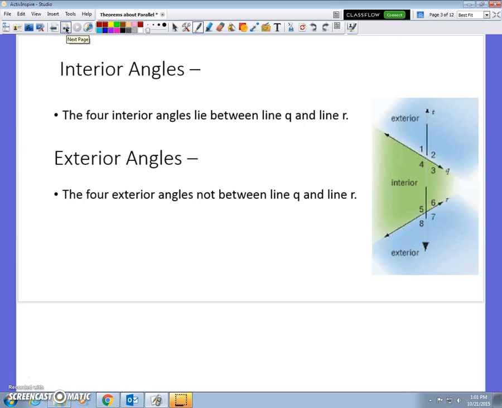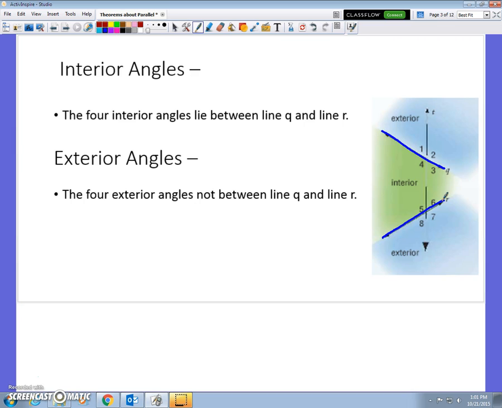So, for instance, this guy right here, we would call him the transversal of those two lines, where they intersect both of them. Okay. So if I refer to the transversal, that's the line I'm referring to, specifically the one labeled T. But in this case, there are two types of angles, and in a diagram like this, we're looking at the line Q and the line R.